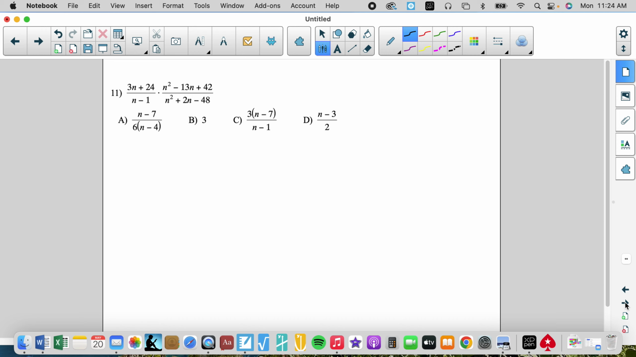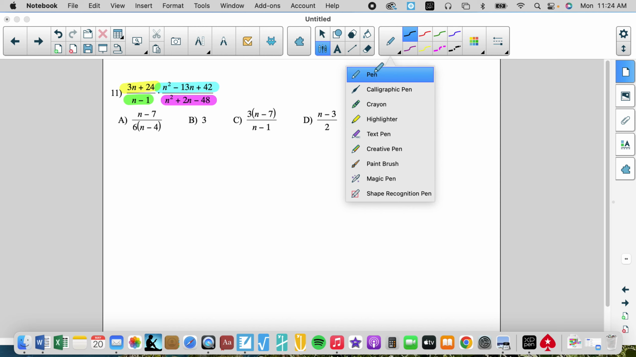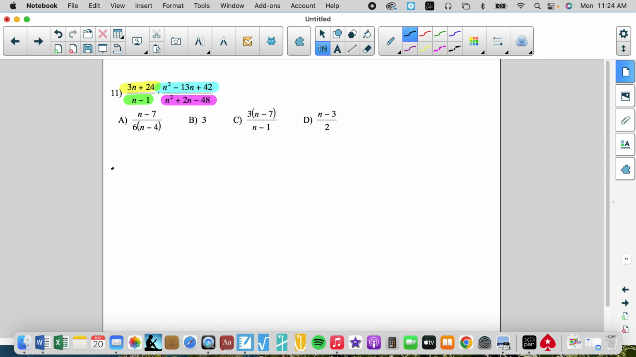Now, 11 is not factored. So I have to look at each one and I have to factor it. So I'm going to factor this and that, and then I'm going to have to factor this, and then this, and then this. So each one of those pieces I'm going to try to factor. 3n plus 24. Well, that is a common factor. Denominator, this is a times c. This is a times c. So that's the work that I have to do.